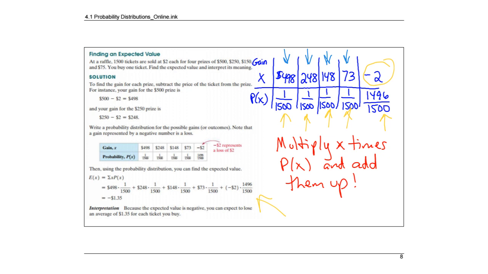Okay, this is how casinos keep track of what they're doing, because they want you to lose overall. They let you win occasionally, but overall, they want you to lose. And so they use expected value to figure that out.